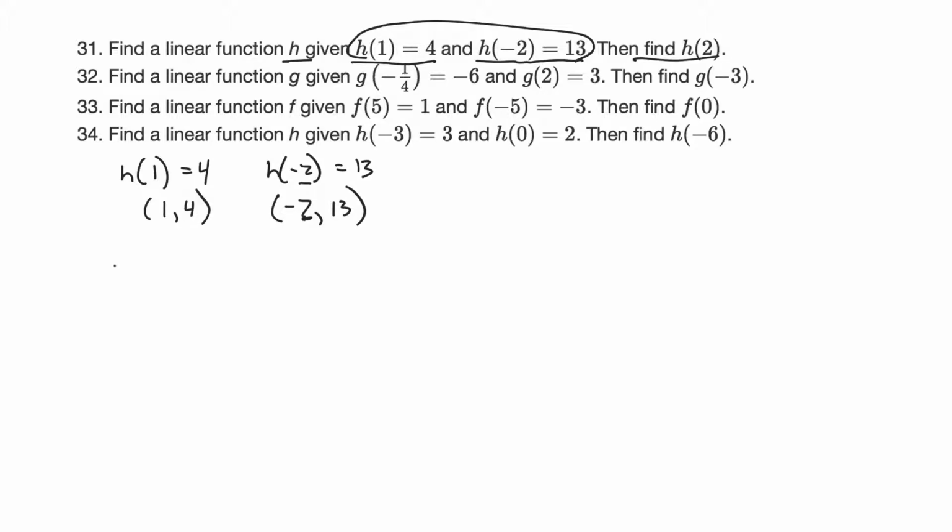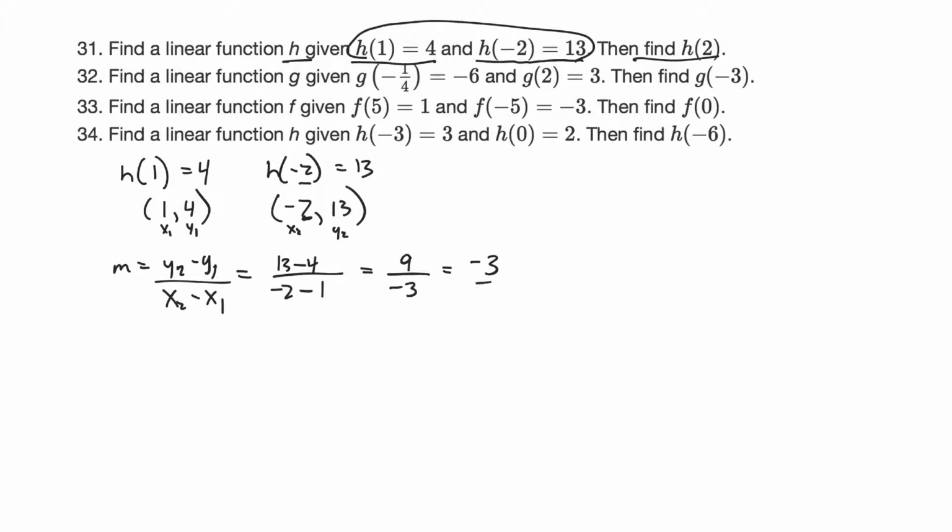So slope is y2 minus y1 over x2 minus x1. Let's use this as x1, y1, x2, y2. So it'll be 13 minus 4 all over negative 2 minus 1. So 13 take away 4 is 9. Minus 2 minus 1 is a minus 3. And if I divide that, I come up with minus 3. So that's my slope.